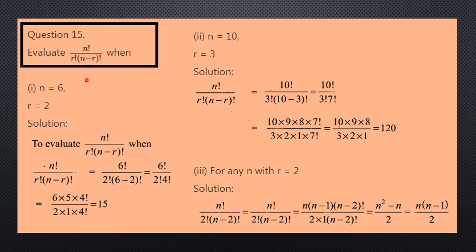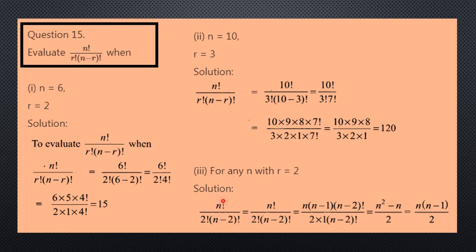Now apply the values n equal to 6, r equal to 2, therefore n minus r is 4. This 6 factorial is also equal to 6 into 5 into 4 factorial. The 4 factorial is cancelled, remaining 30 by 2, which is 15. Similarly, apply the second and third subdivisions. Try to find the answer.